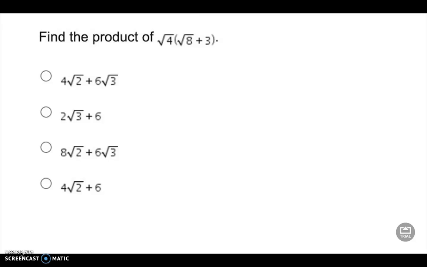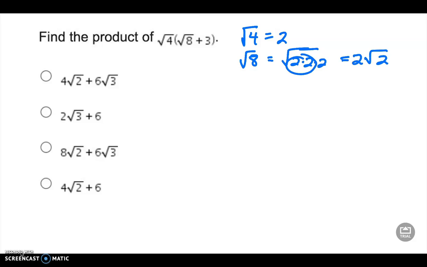Find the product of the square root of 4 times the square root of 8 plus 3. So in this one, let's look at the distributive property. We're going to use the distributive property, but let's simplify this as much as we can first. So the square root of 4 is equal to 2. The square root of 8 is equal to the square root of 2 times 2 times 2. So that is equal to 2 times the square root of 2. And then 3 is just 3. So if I were to rewrite this, I would have 2 times the square root of 2 plus 3.